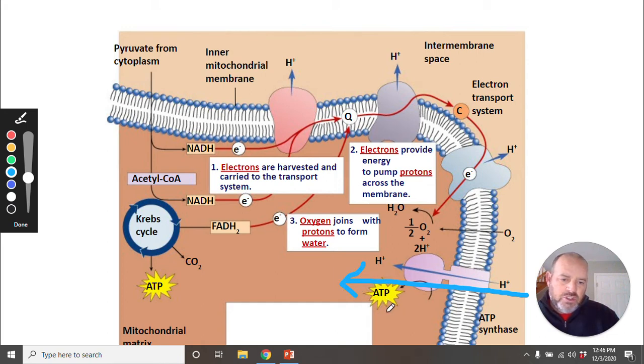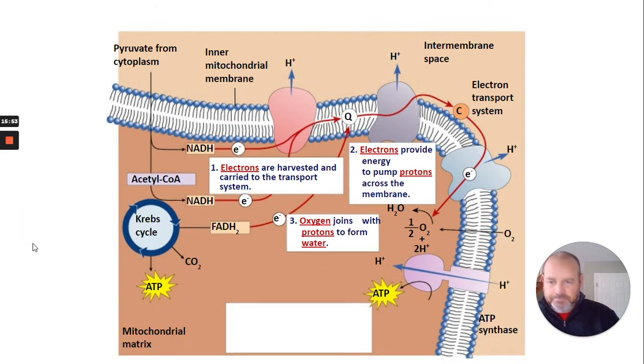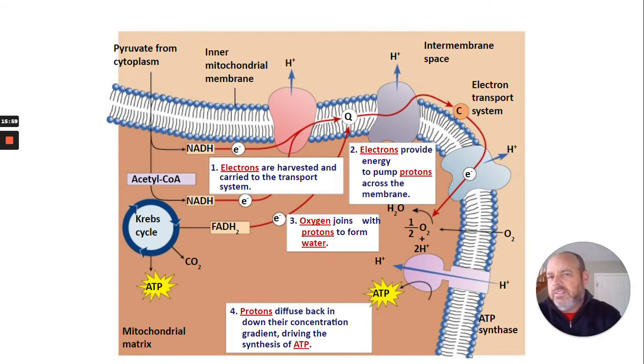So this is where we're going to generate most of our ATP. We have our oxygen, which is pulling the electron down. We have our oxygen here, and it's going to join with the protons to form water. Okay, so here's our water that we're generating. And protons will diffuse, like I said, back down the gradient, driving the synthesis of ATP.